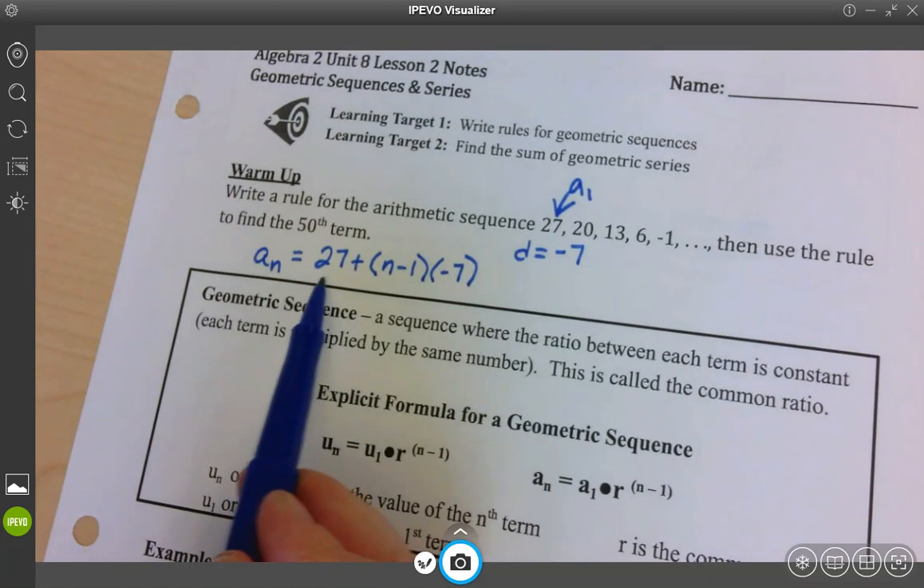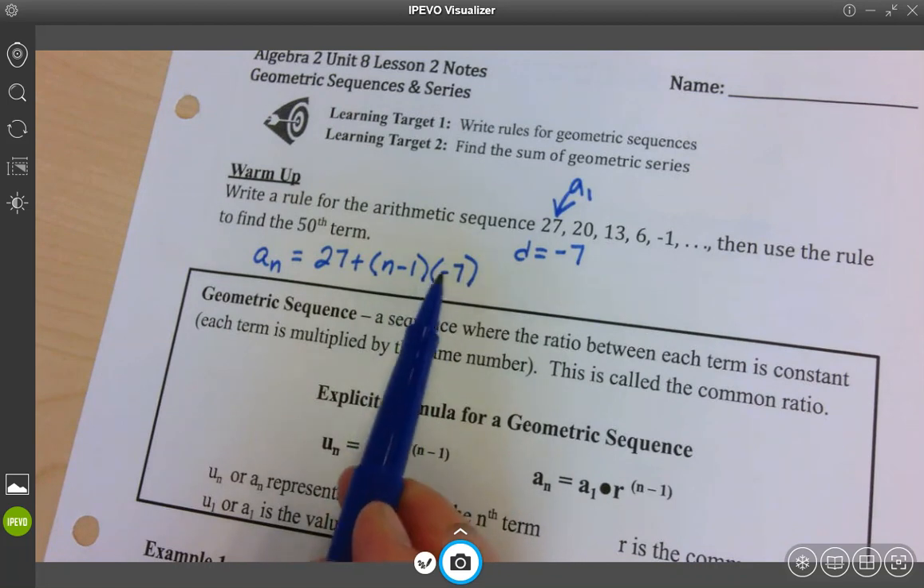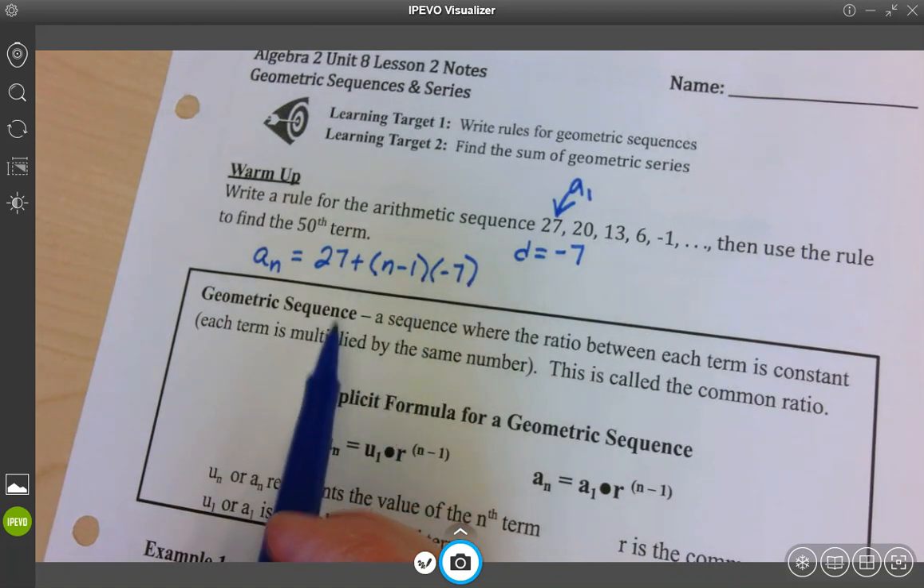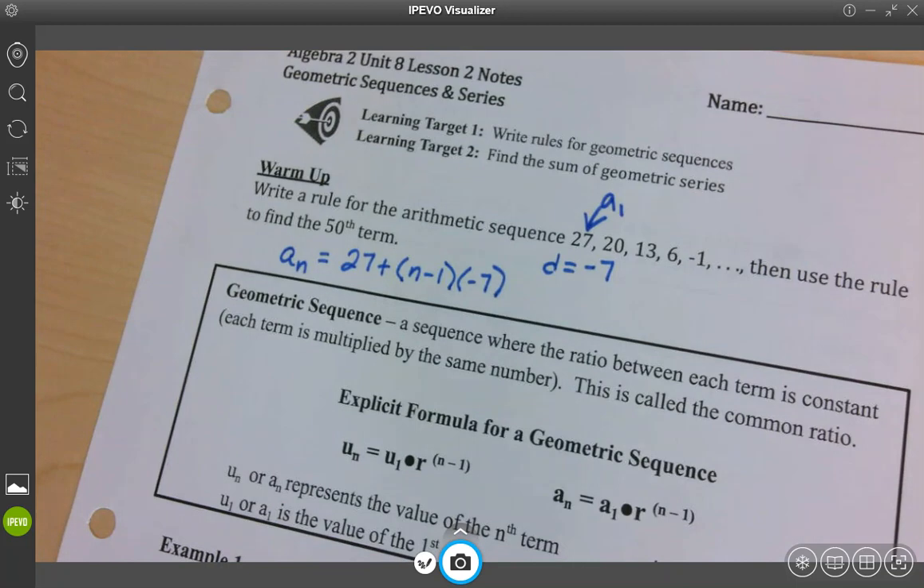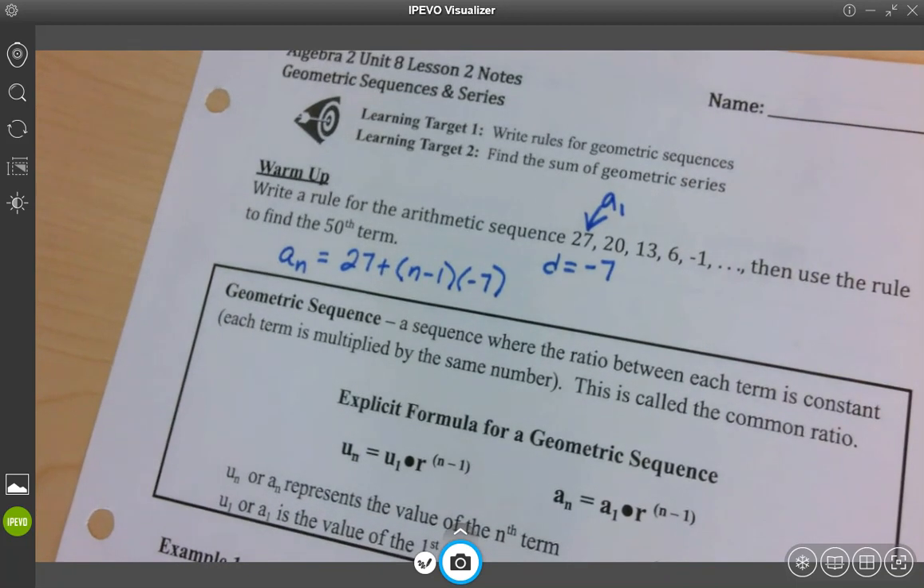So here's the first term, right? And we're going to add -7, not n times, but 1 less than n times, right? So to find the second term, you're adding -7 once. To find the third term, you're adding -7 twice, right? We figured that out last class, and we have a formal rule in our notes from last class as well. Okay, so now we have to use this rule to find the 50th term.